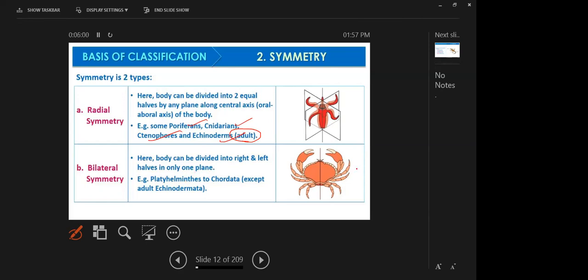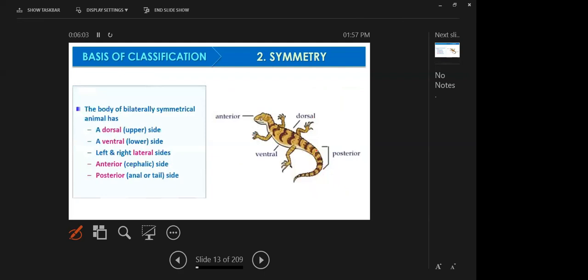So Platyhelminthes to chordates. Now symmetry means the body of a bilateral symmetrical animal has dorsal, ventral, right and left lateral sides, anterior, posterior. These are the words you simply need to get familiarized with. So dorsal means back, ventral means front, anterior means front end, posterior means back end.